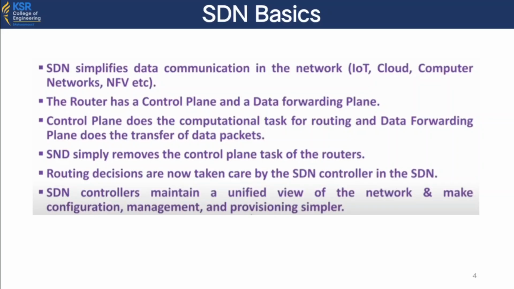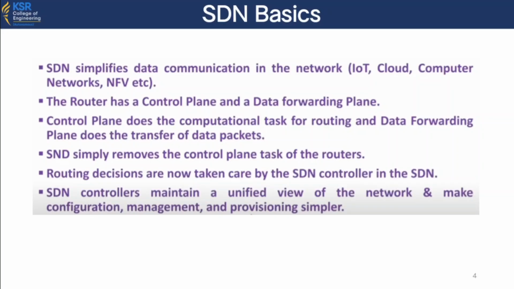See, a router has two different layers: one is the control plane and the second is the data forwarding plane. The control plane does the computational task for routing, and the data forwarding plane does the transfer of data packets. So here there are two things happening at the router. When you use an SDN controller, you remove the task of the control plane, meaning the router will not compute the routing algorithm. That routing algorithm computation will be taken care of by the SDN controller in the SDN network.